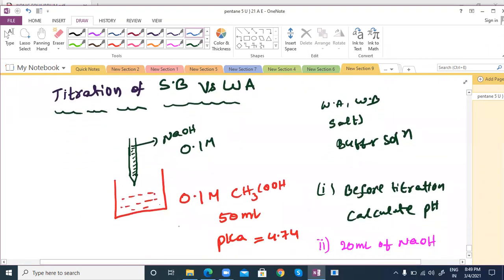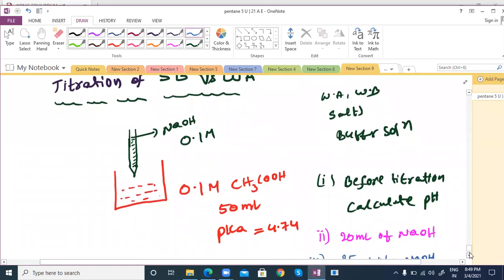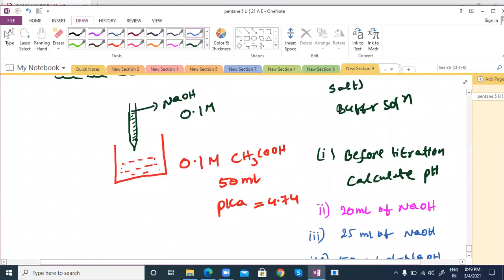Before titration, what is present here? Before the titration, our target is pH calculation of the solution. Only acetic acid is present. So only acetic acid means it is a weak acid or strong acid? Weak acid. Then you have to use the formula pH equal to half into pKa minus log C. C is 0.1 and the pKa value is already provided, 4.74. Then you can solve it.